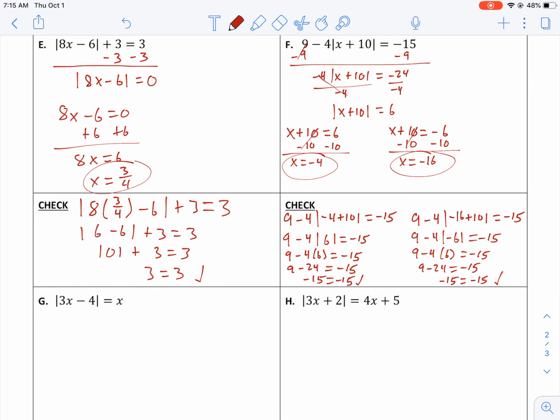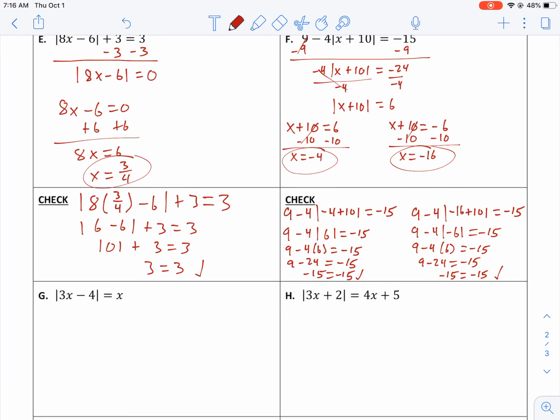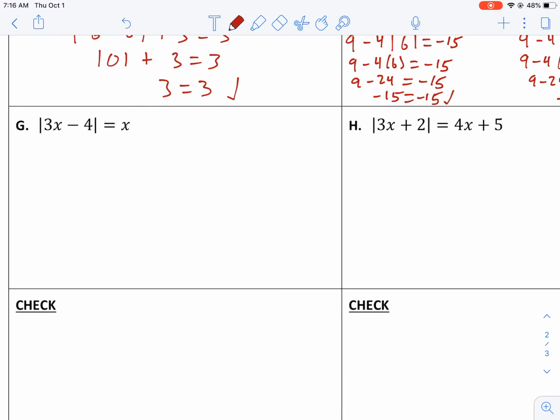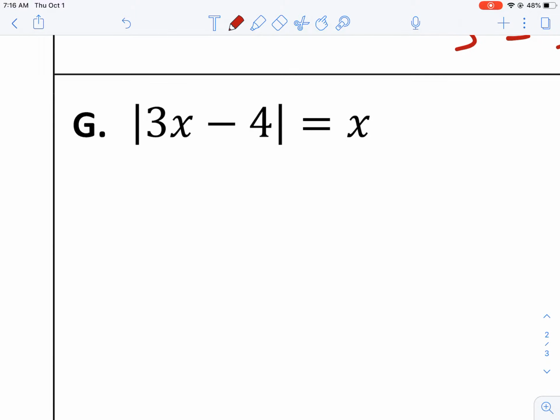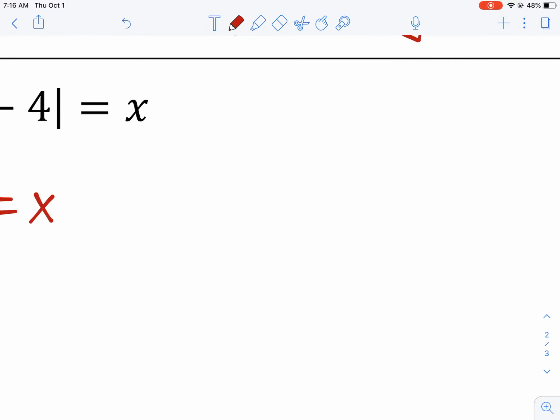So you might be wondering when one of your solutions might not work. Let's go ahead and look at G here. We're almost done. What do we want to do here? The absolute value is by itself, but it equals x. So again, we need to split this up into two equations: one case where it equals x, and the other case where it equals -x.